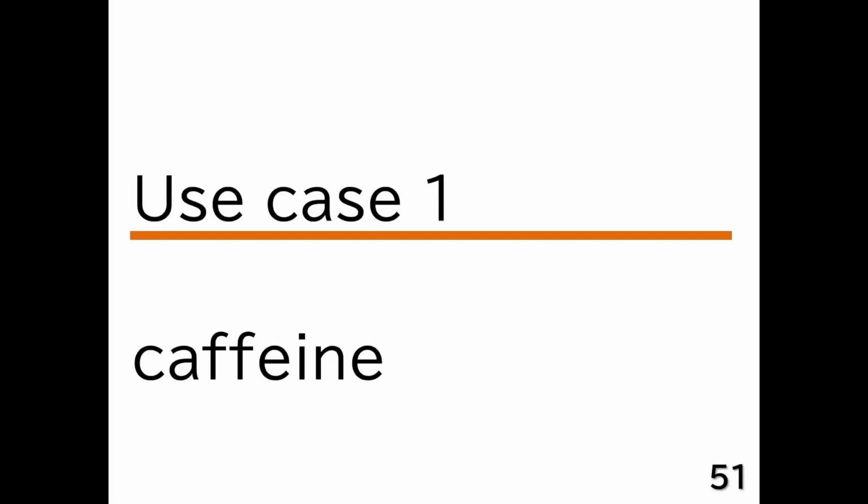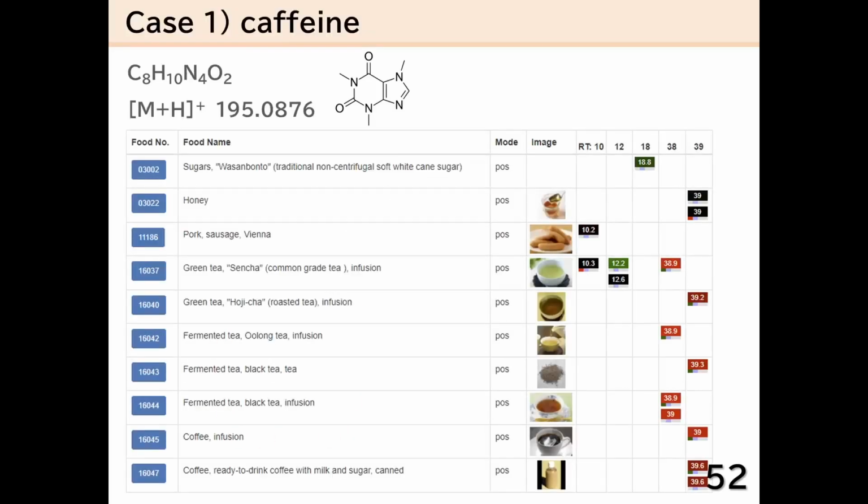Okay, let me introduce what we can do with food metabolism repository. I'll show you three examples. First one is the case of caffeine. As you know, caffeine is contained in tea and coffee.